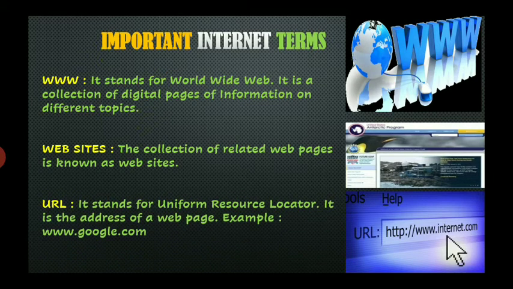URL. Now it stands for Uniform Resource Locator. Actually, it is nothing but the address of a web page. Now you have seen that when you type www.google.com, that is the address. So in computer terms or internet terms, we call it URL. So URL is exactly, the meaning is address of the web page. For example, www.google.com.